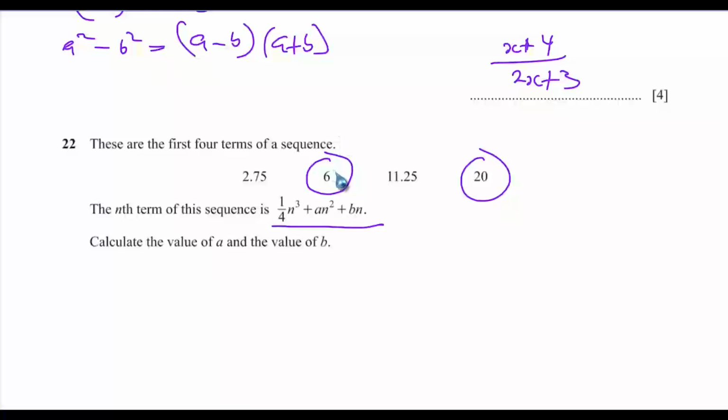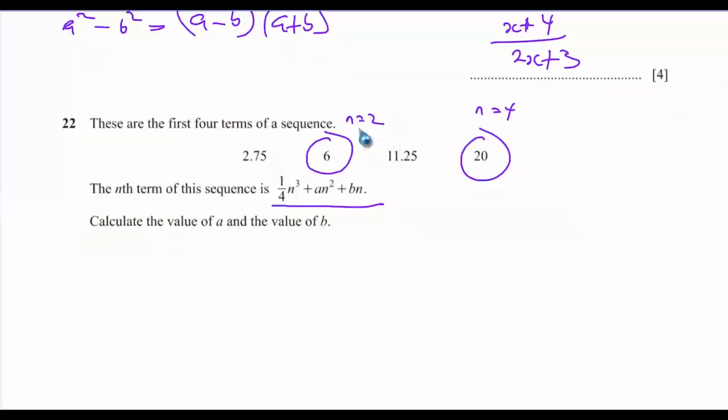So n equals 2 will give us 6, and then n equals 4 will give us 20. So we need to key in the values of n into this nth term to get the two simultaneous equations, and we solve them simultaneously to get the values of a and b respectively. So for the first one, we have the nth term to be equal to 1 out of 4 n cubed plus an squared plus bn.